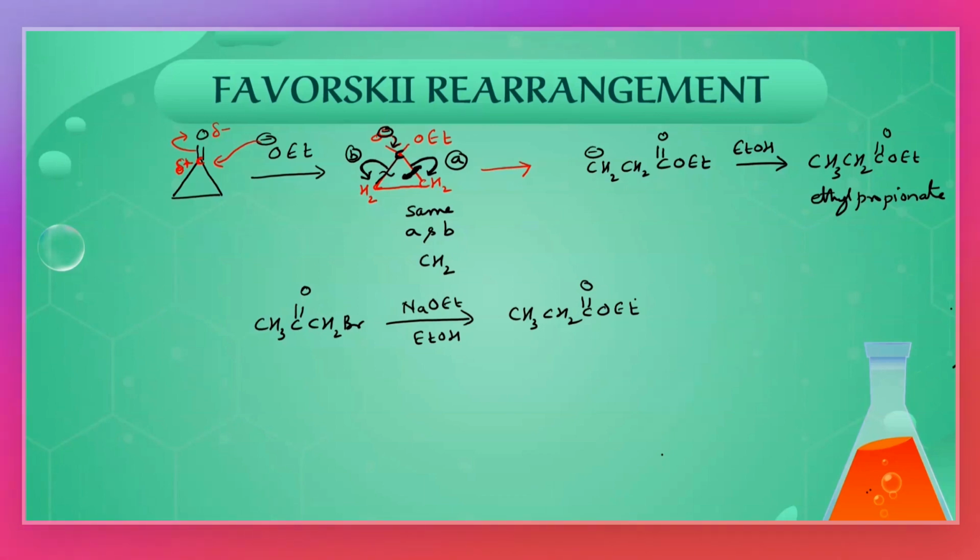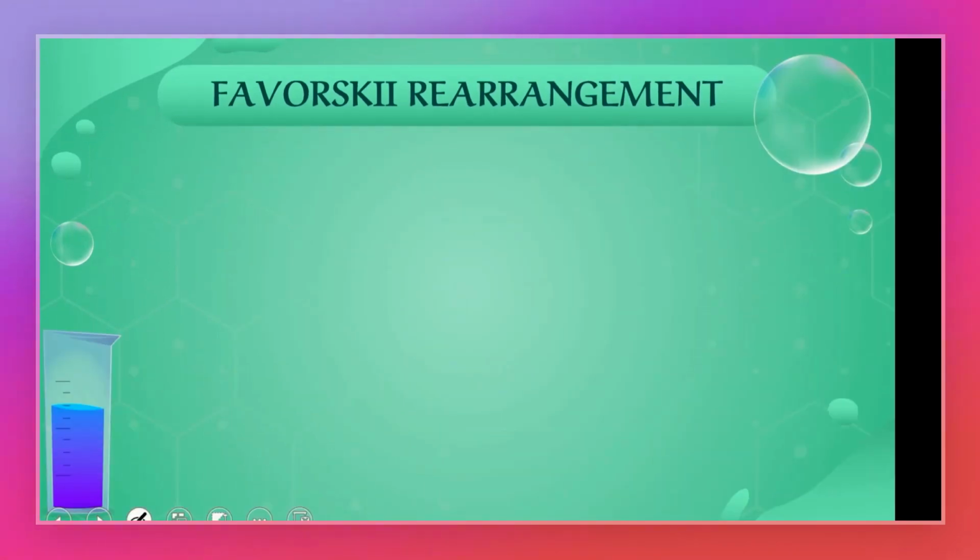In the next example, we will see the formation of an unsymmetrical cyclopropanone, and thereby the variation which occurs because of the unsymmetry of the cyclopropanone intermediate. So let me take an example which gives an unsymmetrical cyclopropanone.